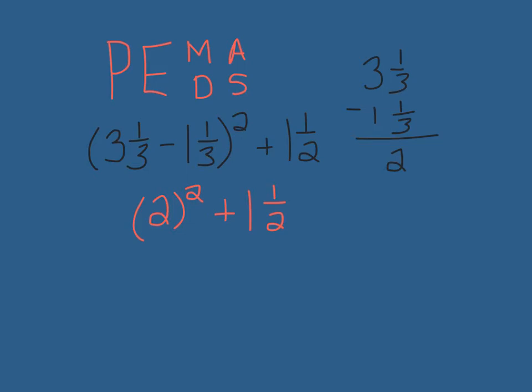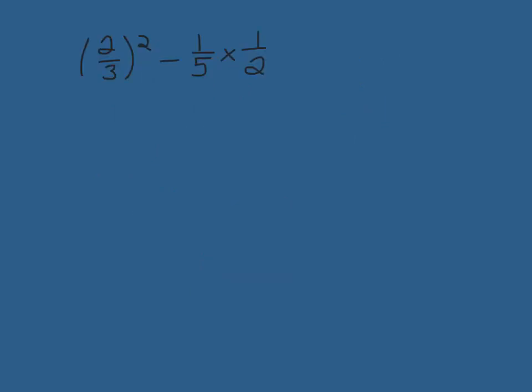Our next order would be the E, the exponents. So I have 2 squared. Well, 2 times 2 equals 4. So I have 4 plus 1 1/2. Now I need to add these two. I have two whole numbers. 4 plus 1 equals 5. Bring my fraction straight down, 5 1/2. So this would equal 5 1/2. Let's take a look at another example.